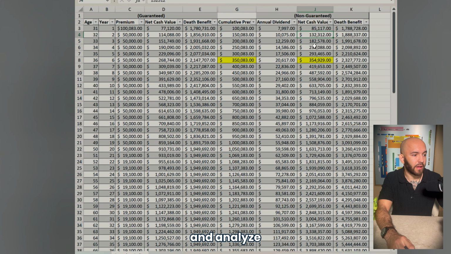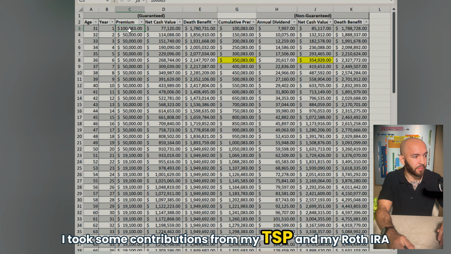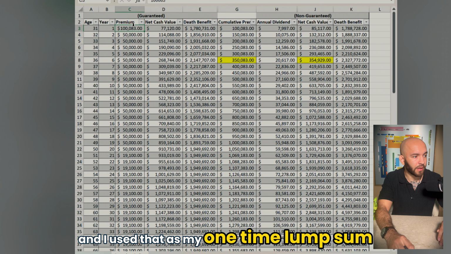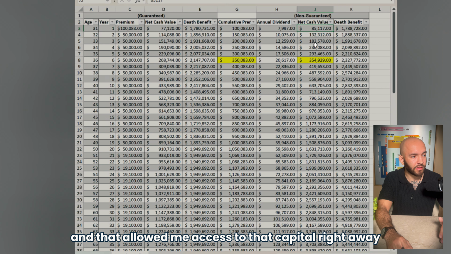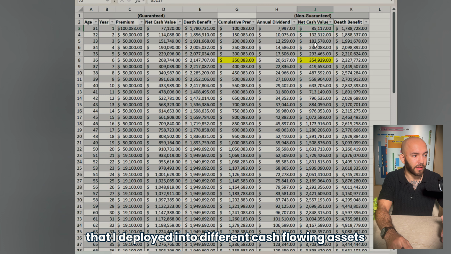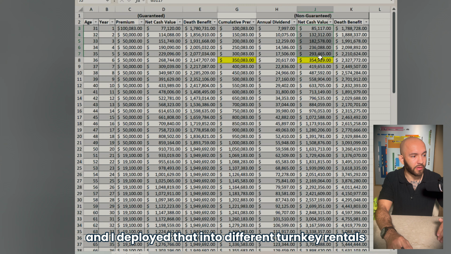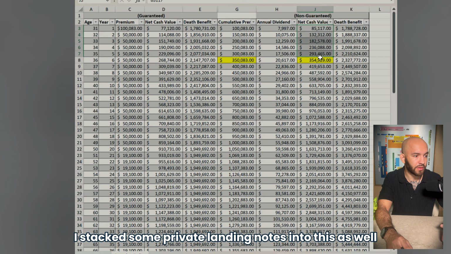Next, we're going to jump in and analyze what you could do with one of these policies. We'll walk through a real life example on how I use this policy in my life. I mentioned before, I took some contributions from my TSP and my Roth IRA, and I used that as my one-time lump sum. And then with my policy, I had around an 85% efficiency rate, and that allowed me access to that capital right away that I deployed into different cash flow assets. Me personally, I took some of my cash value and I deployed that into different turnkey rentals. And then I stacked some private lending notes into this as well.